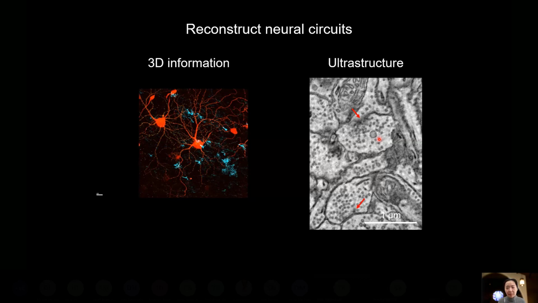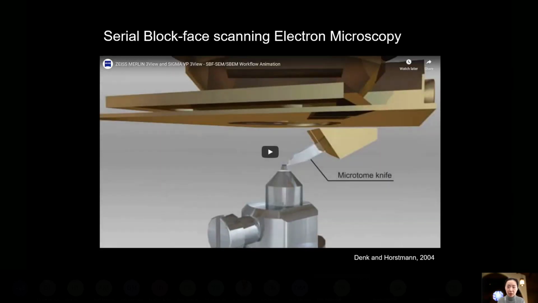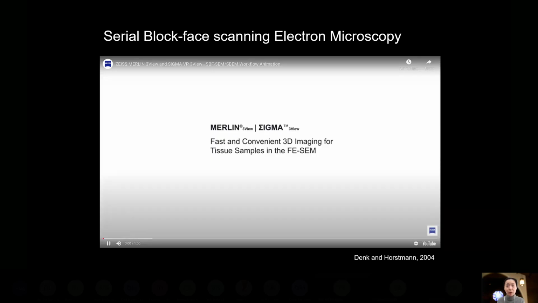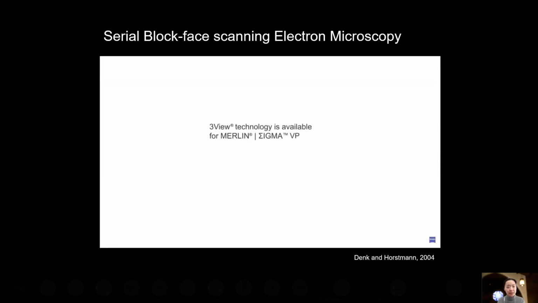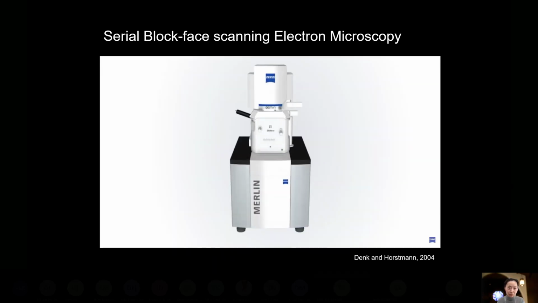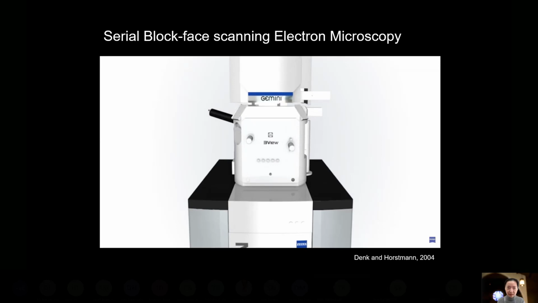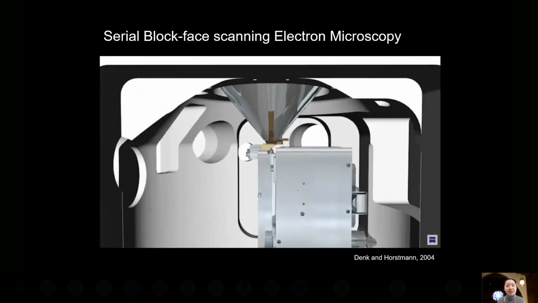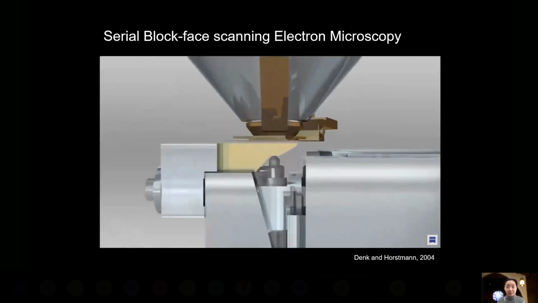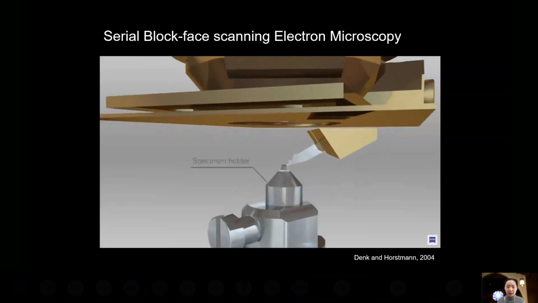Several semi to fully automatic methods to acquire EM volumes are available. The one we are mainly using is called serial block-face scanning electron microscopy, which was developed by Winfried Denk and Heinz Horstmann in 2004. You already saw this video clip earlier from Carlos. This video clip is from Zeiss microscopy, demonstrating how serial block-face EM works.